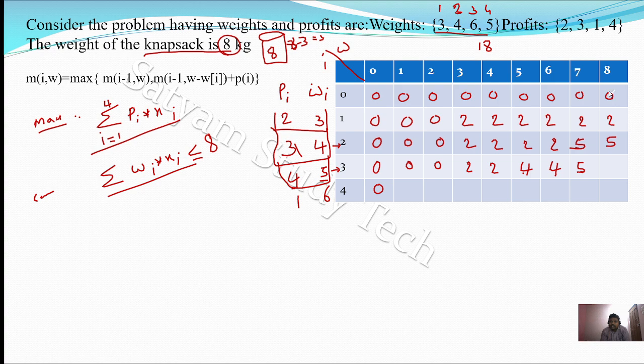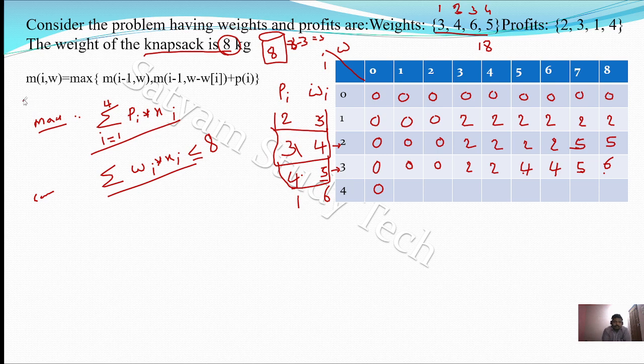You can see here the bag capacity is 8. Now 5 plus 3 is 8. So if you carry this object and this object, you can get the profit 4 plus 2, that is 6. Already 5 is there, and 6 is the maximum. For example, here 4 plus 3 is 7, 4 plus 5 is 9, which exceeds the bag capacity. So you can consider 5 plus 3, and then you can get the profit 6.